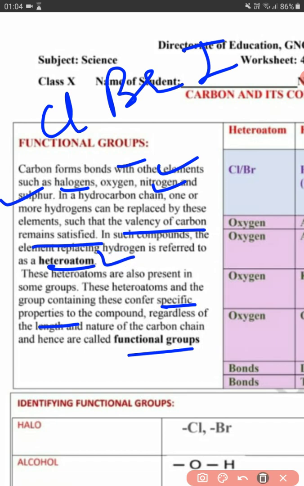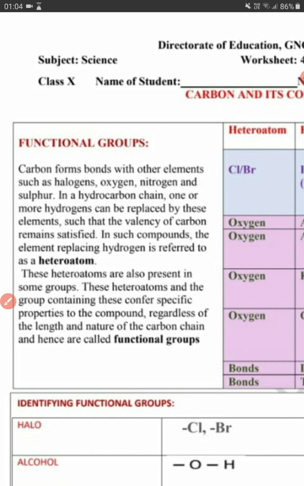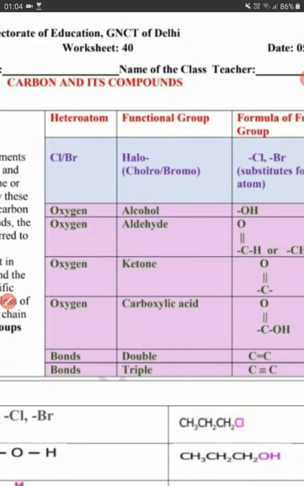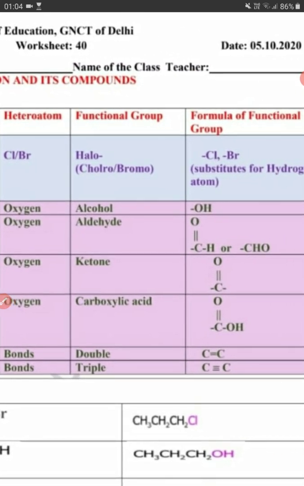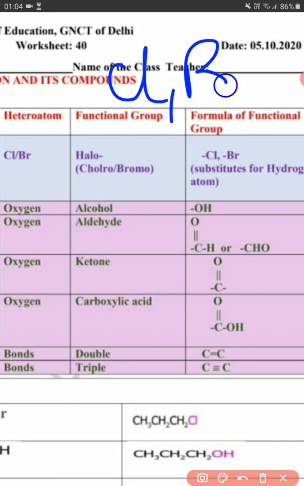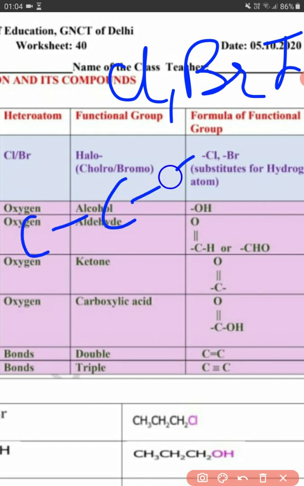Now let us study the functional groups which we will study in this worksheet. First of all, we will see halogens. As I have just said, halogens are chlorine, bromine and iodine. So these halogens can be present by replacing the hydrogen atom.